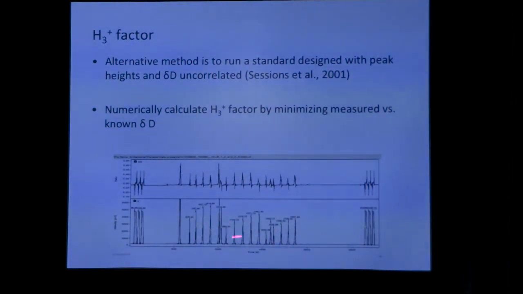There's a smaller one here. And what's important about the sample set is that the delta values of the hydrogen are not correlated with the height, with the amount, right? So there's no correlation there. And then you can numerically calculate your H3 factor by minimizing the measured versus the known delta values of each. And there's an algorithm that they developed for doing that.